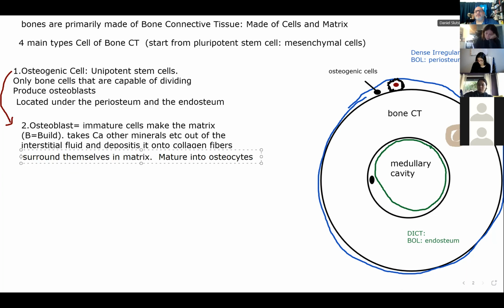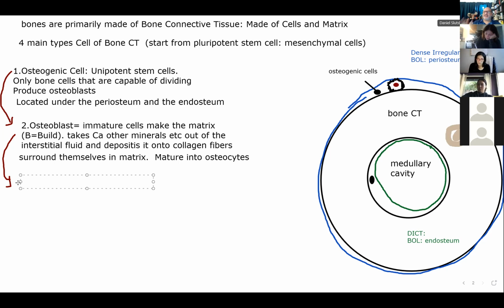Which is our third type of cell. Notice I said there are 4 types of cells, but if you think about it, these first 3 types are really just the same cell at different stages of its life. First as a unipotent stem cell, then as an immature cell, and then as a mature cell. And in fact, it really is kind of based on its location, this osteoblast and this osteocyte state.